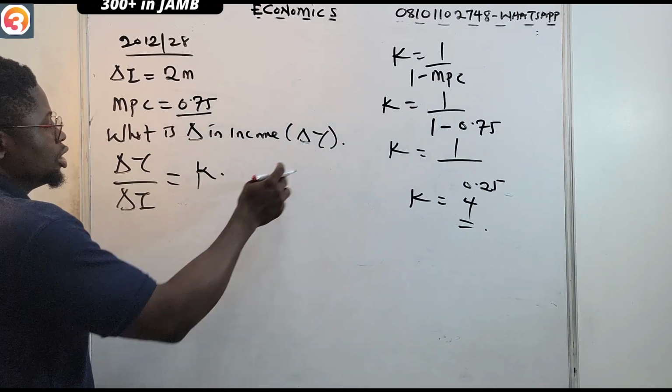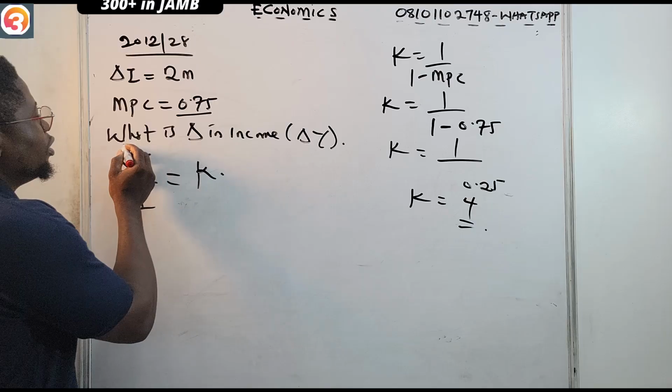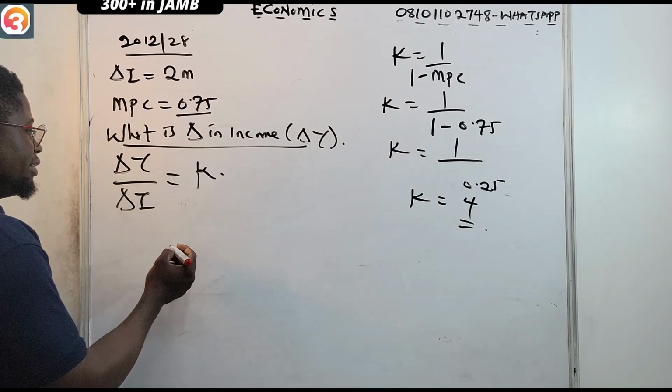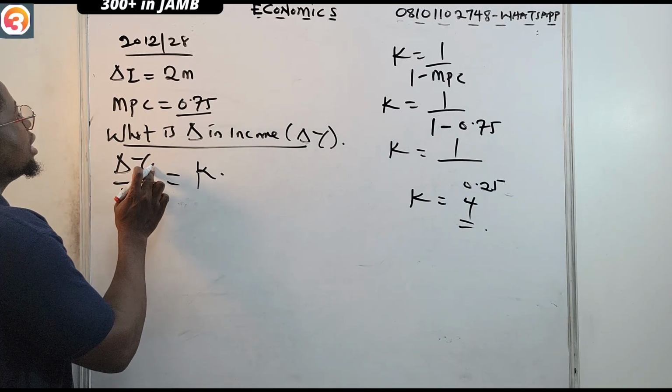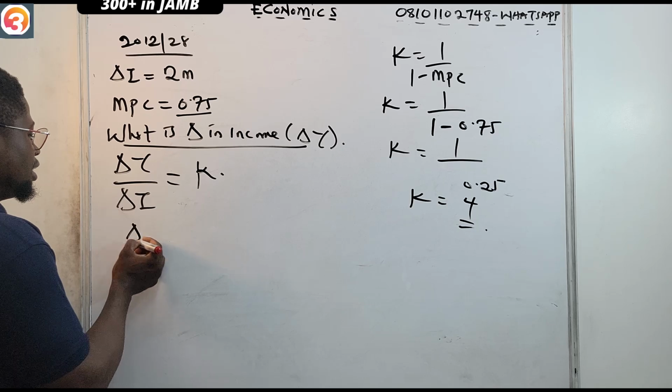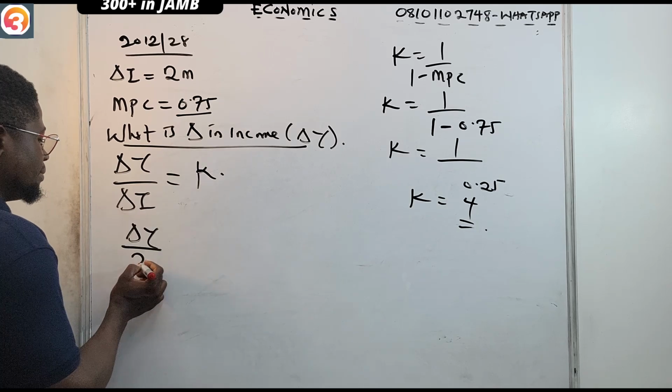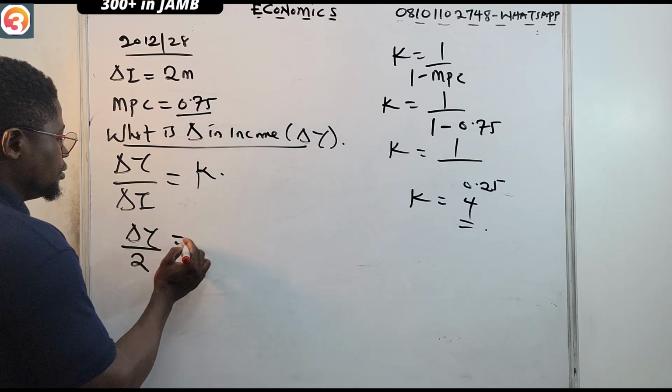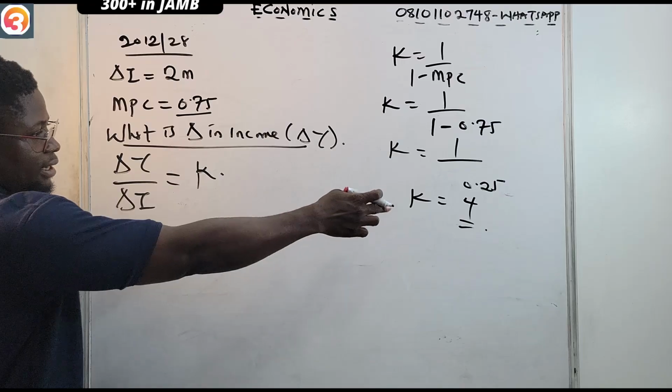Since we know K, we are looking for the change in income. Let us plug in our data. Change in investment is 2 million. So change in income over change in investment, which is 2, equals K, which is 4.